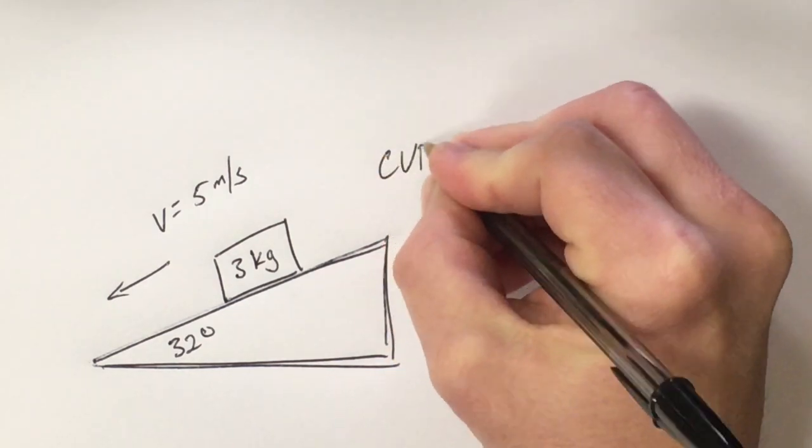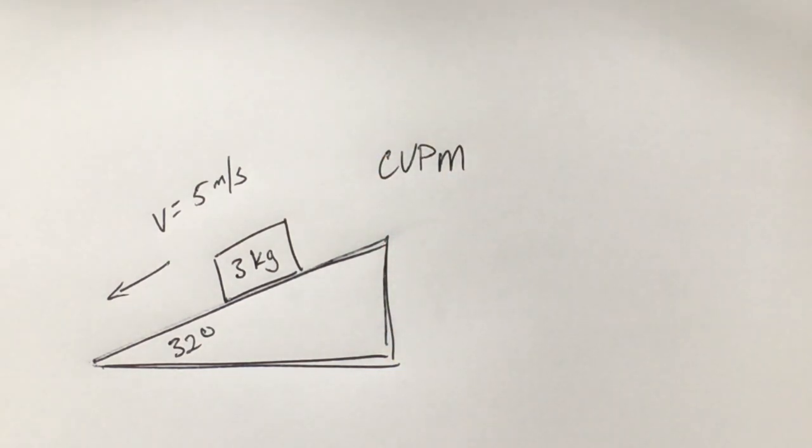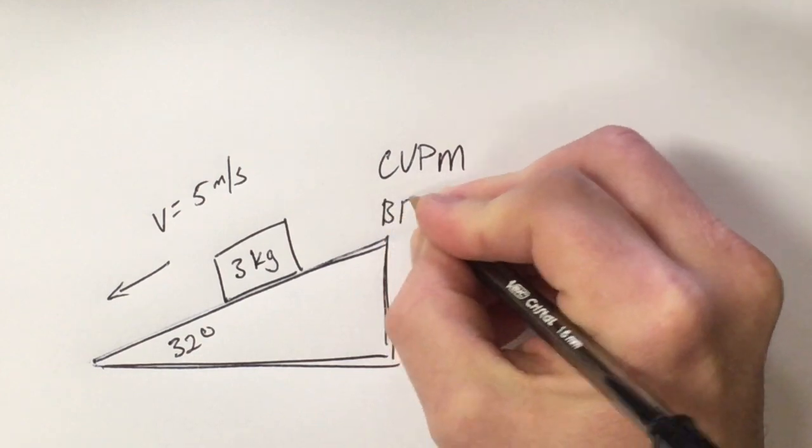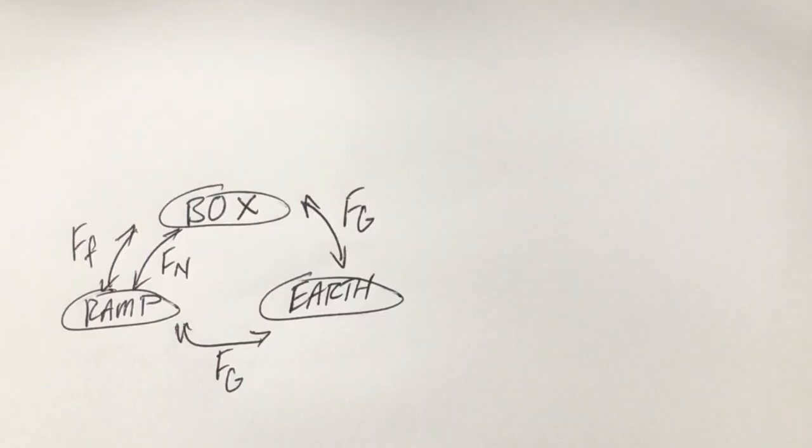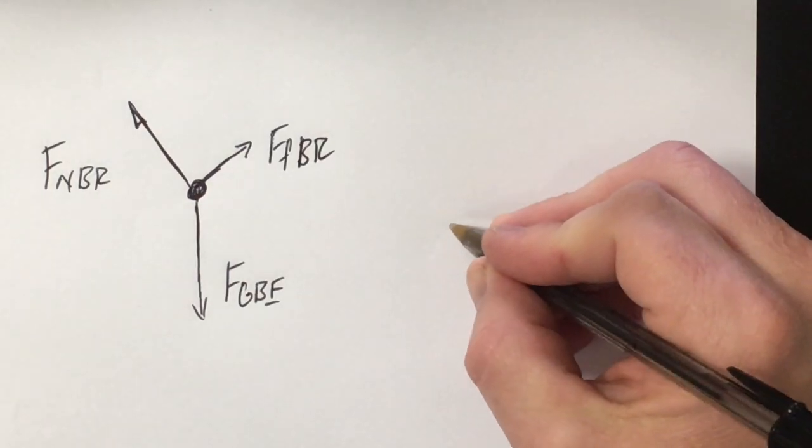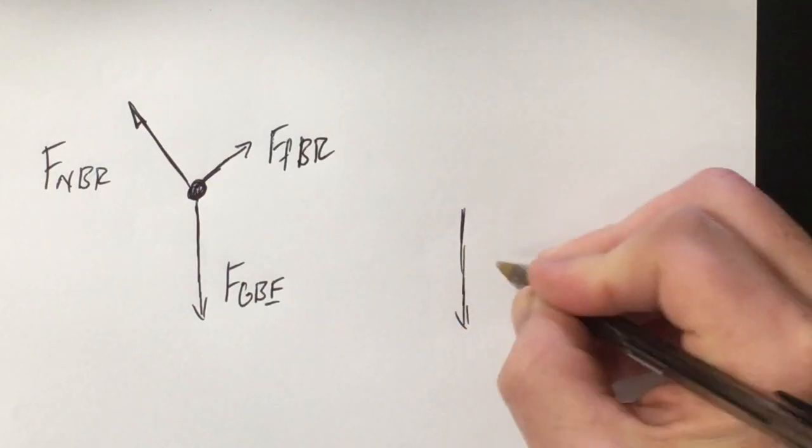So we'll start with the observation of a block sliding down a ramp at constant velocity. Therefore, the forces are balanced. You already know how to do an interaction diagram and a free body diagram. So we'll go ahead and sketch.